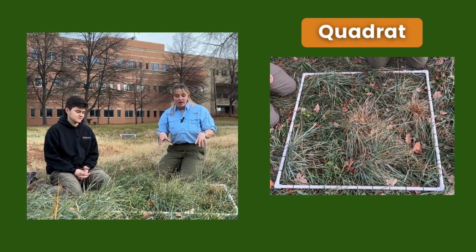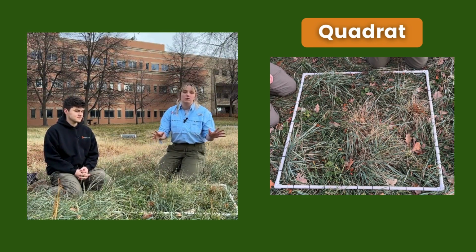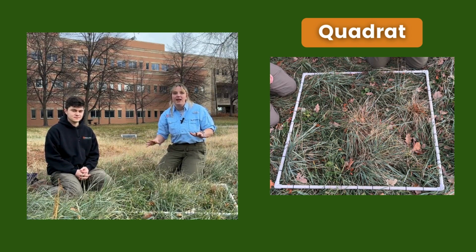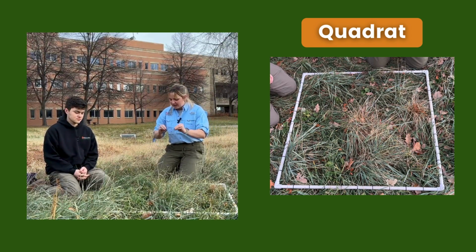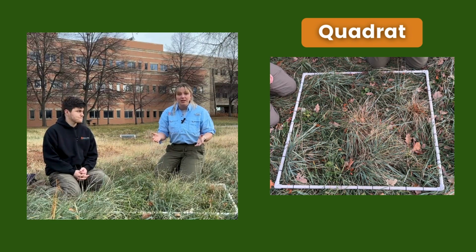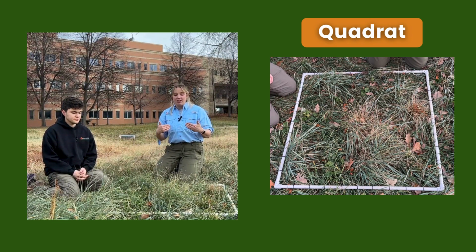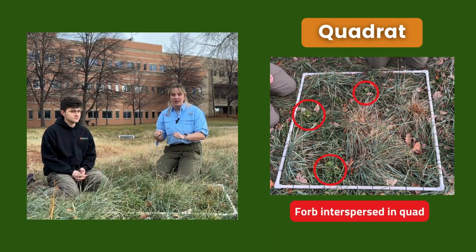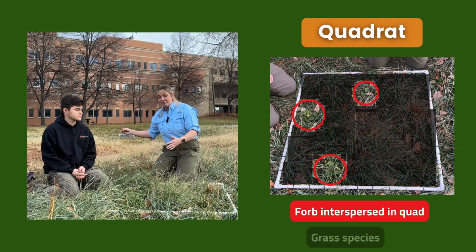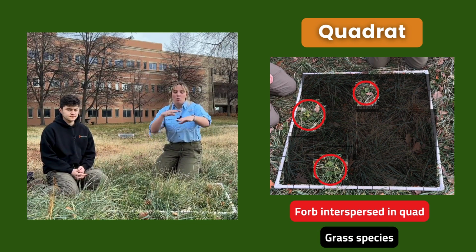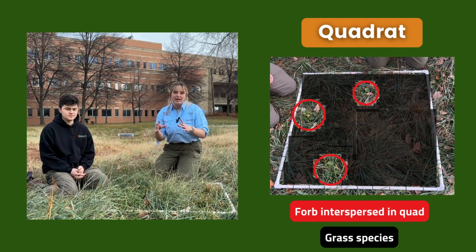So when we take a look, it's mostly this one grass that we still need to identify, and it has a few pieces of a forb that's also in here. So the way we're going to do this is first parse out that forb and what percentage we think of the quadrat is that, and then we can subtract that from the quadrat and see what the grass is covering after that.